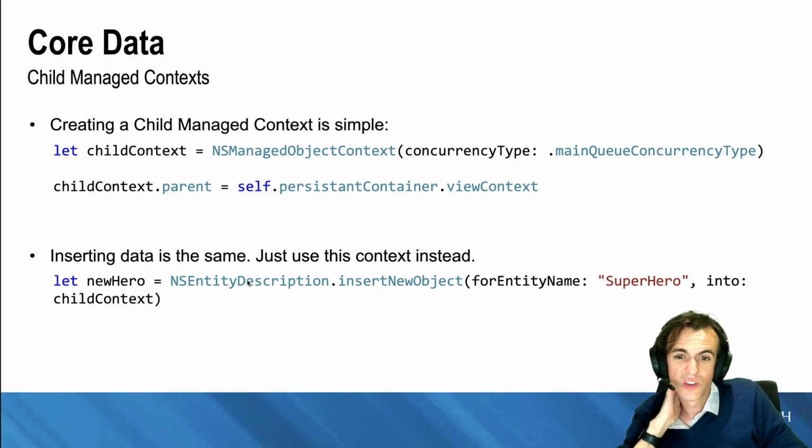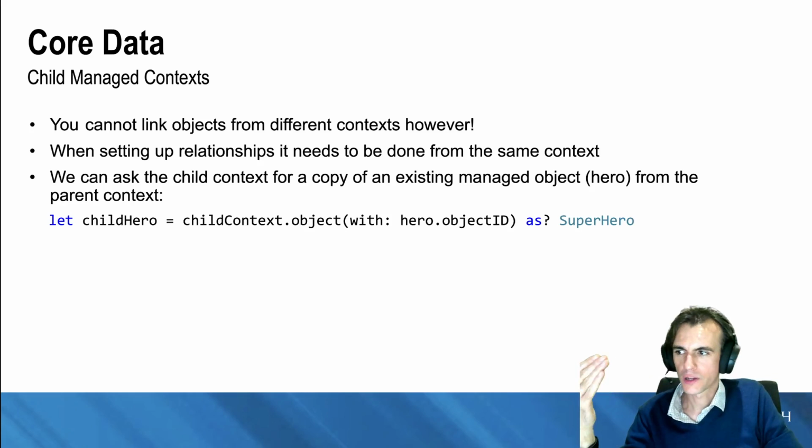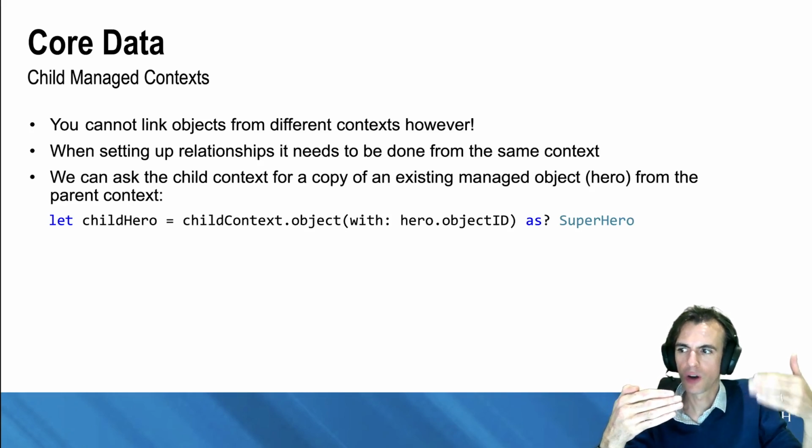After that, you can use it pretty much as if you would a normal context. You can insert new objects into it. You can make changes. What you can't do is link objects from different contexts. So we can't have one object in the main context, create a new object that is in a child context, and then link them together with a relationship.